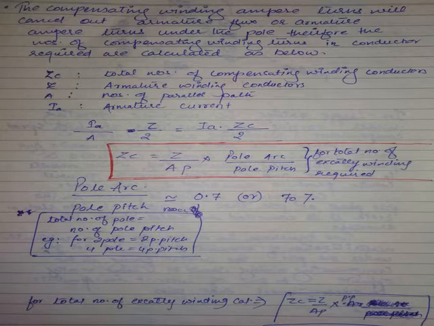Even though it is AC in the machine, when it is induced, as the waveform is a flat top structure, you are neglecting impedance effect, you are neglecting reactance effect. That's the reason. So why is it 70% flat top? Because pole arc by pole pitch is 0.7. In a machine, if a manufacturer says my pole arc by pole pitch is 0.8, then automatically the waveform becomes 80% flat top. Right, 80% flat top.